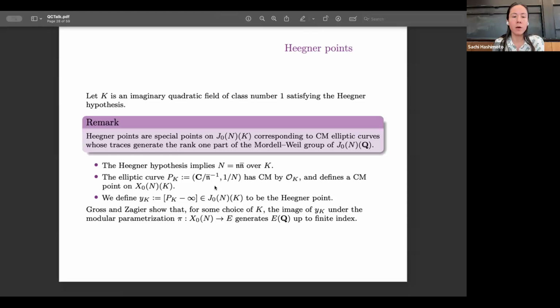What Gross and Zagier show, or one thing that Gross and Zagier show, is that for some choice of K, the image of this Heegner point under the modular parameterization generates our elliptic curve up to finite index, our rank 1 elliptic curve. But actually, Heegner points are much more general than this elliptic curve case, and that's something important to mention. So let me say a little bit about the more general story of Heegner points.